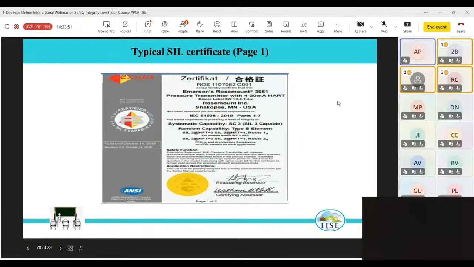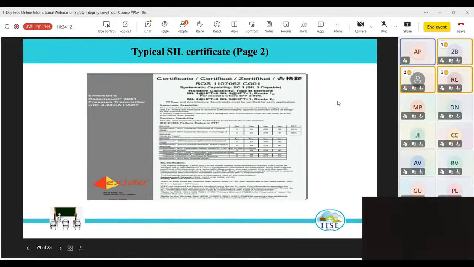Okay. And also in small handwriting it is written, for models where SFF is greater than or equal to 90%. That also. But SFF is a concept which we'll explain in detail. Right now it is difficult to cover. Okay. Then I will show you.